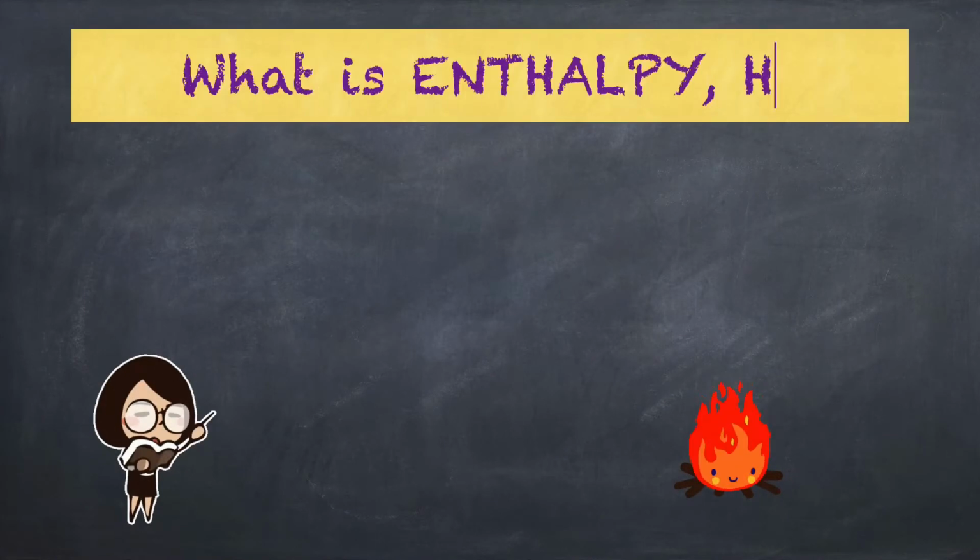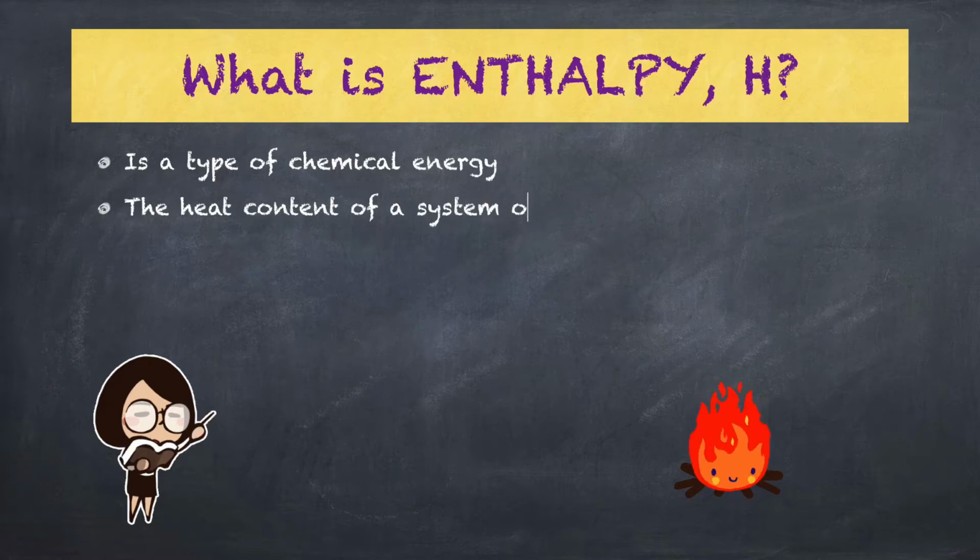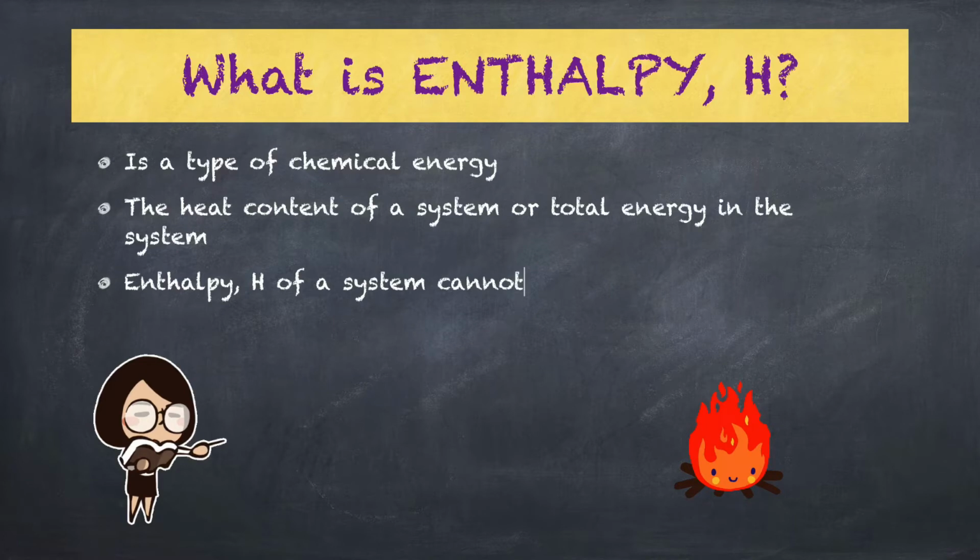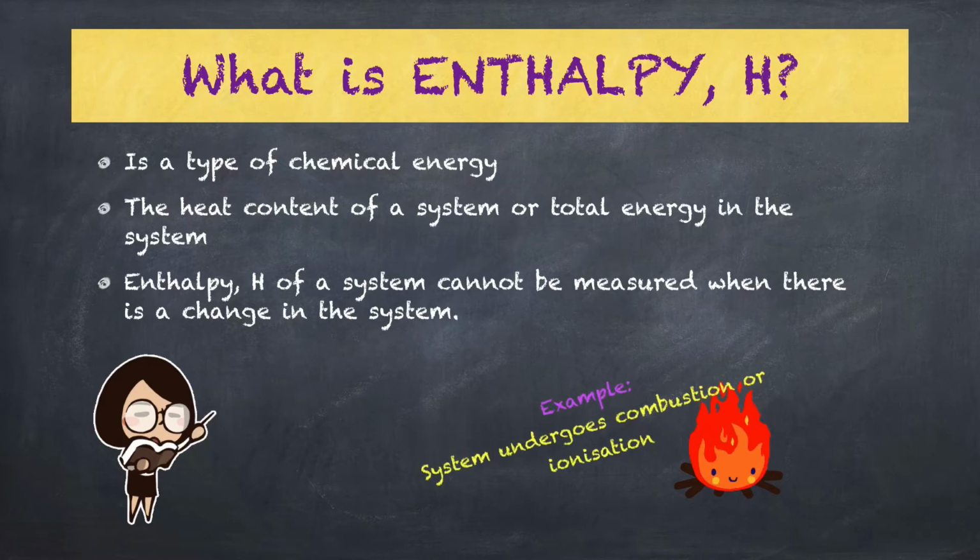What is enthalpy? H. Enthalpy is a type of chemical energy. It is the heat content of a system or total energy in the system. Enthalpy of a system cannot be measured when there is a change in the system.